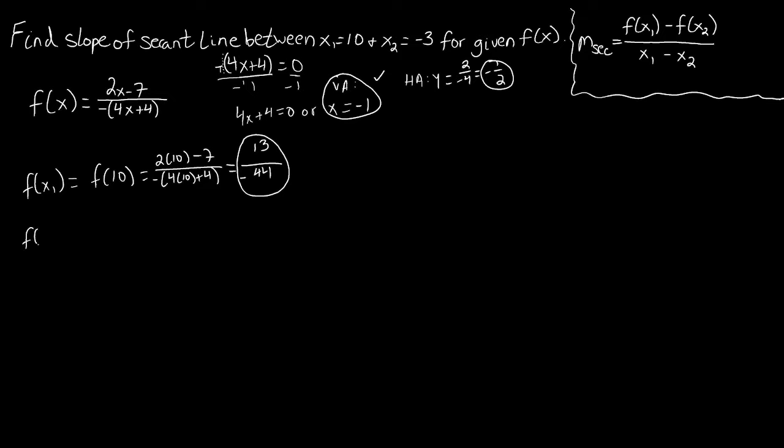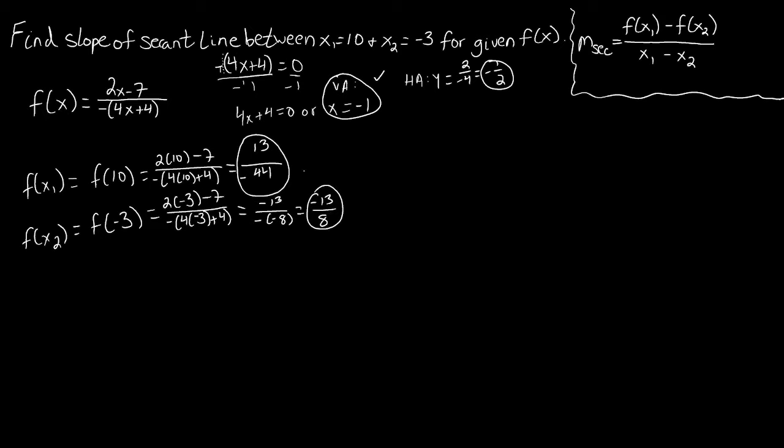Now let's evaluate f of x sub 2, which in this case we called f of negative 3. We're going to do the same process again, just replacing 10 with negative 3. So we get 4 times negative 3 plus 4 on the bottom. Okay, so 2 times negative 3 gives us negative 6, minus 7 is negative 13 again, over 4 times negative 3 is negative 12, plus 4 gives us negative 8, so we get negative 13 over 8. And we see that again, this value does not equal negative 1/2, so we're okay.